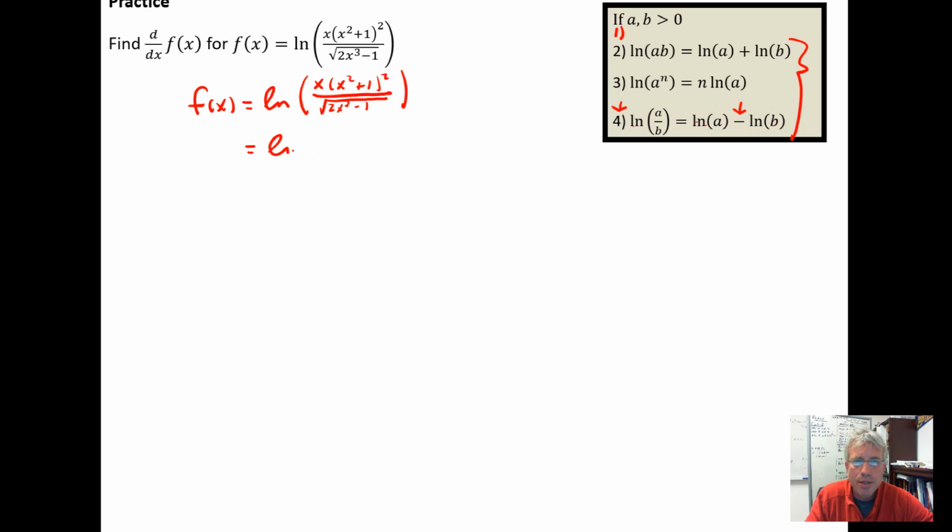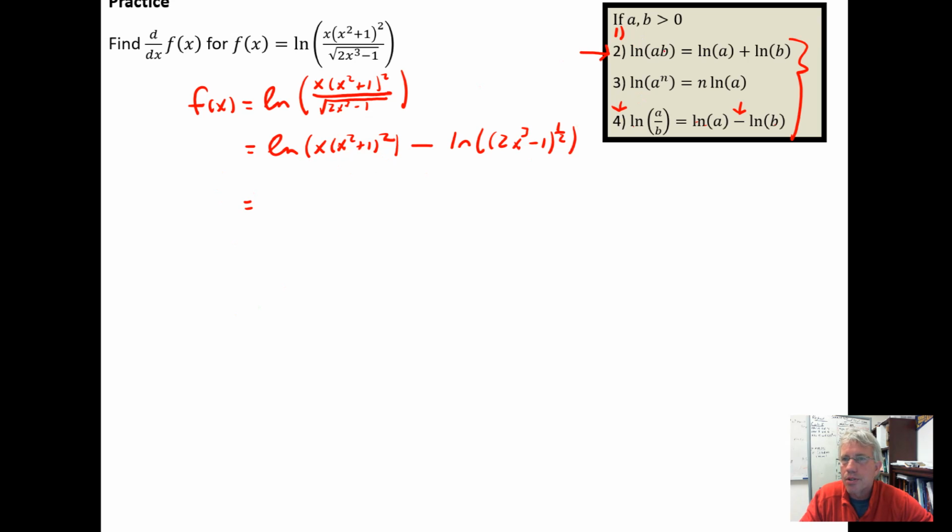I'm going to say, hey, this is the same as the natural log of x times (x squared plus 1) squared minus the natural log of the denominator. And then I want to recognize that I have a square root down there in the denominator. So I'm going to rewrite it as 2x cubed minus 1, and this is going to be to the half power. And then I can break this up even more using log properties.